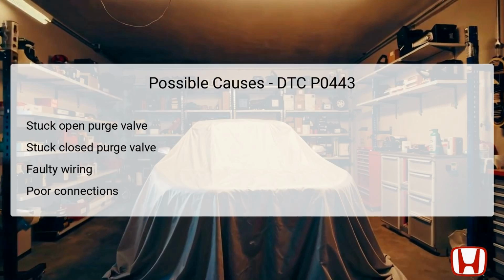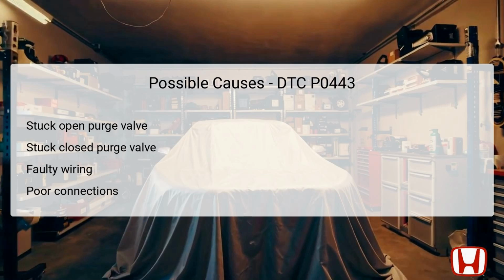There are several potential causes for the DTC P0443 to appear. First, the EVAP canister purge valve could be stuck open, allowing too much vapor flow. Or it could be stuck closed, which would obstruct vapor flow entirely. Both conditions can trigger the DTC.